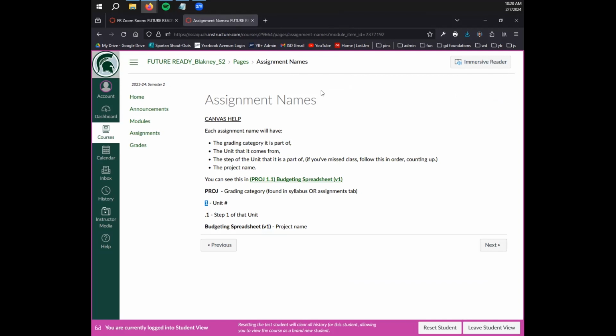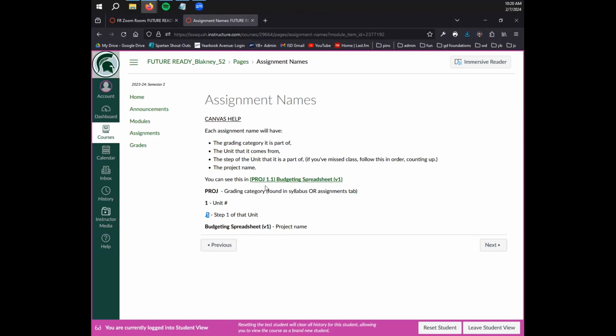And then you'll have some time to work. Listen, work is kind of how I have today structured. Okay, so PROJ is the projects category. Number 1 is the unit. The period and then the number after that is the step in the assignments that you need to complete in that order for the unit.